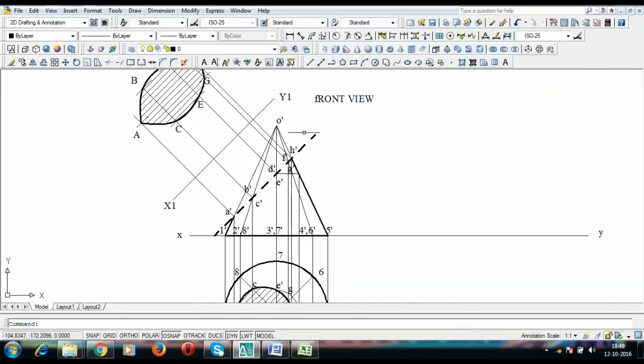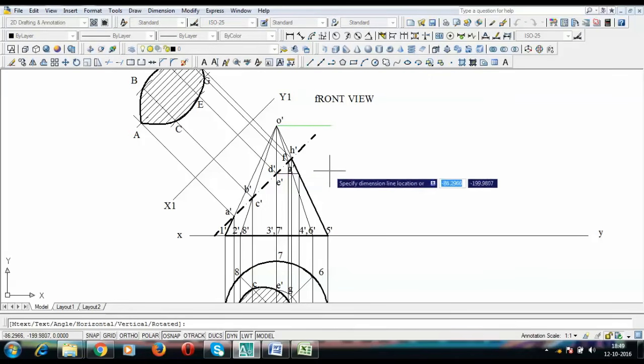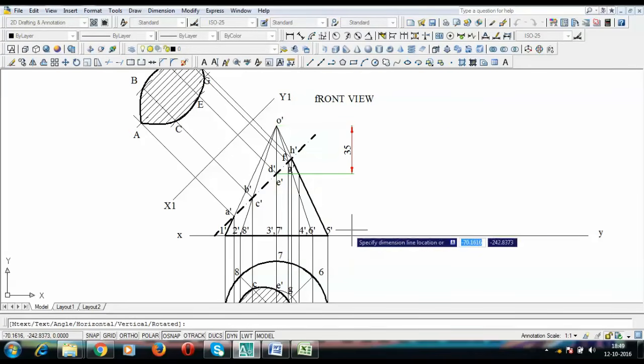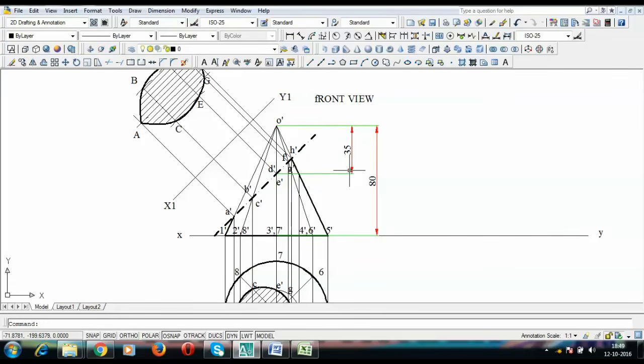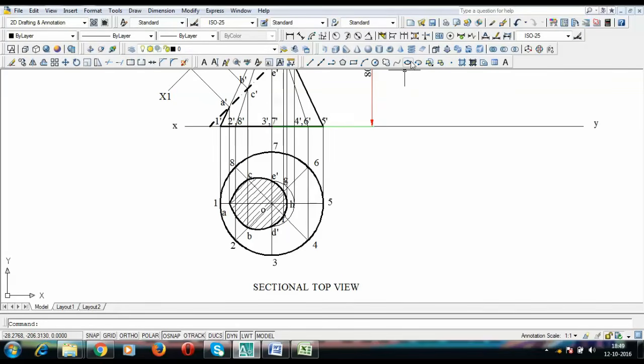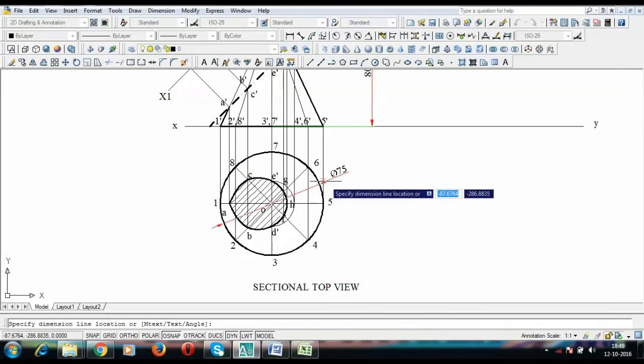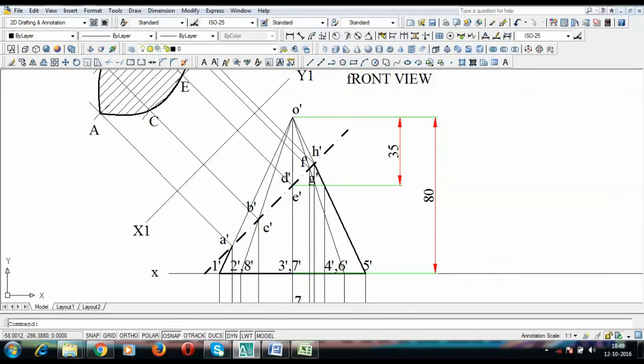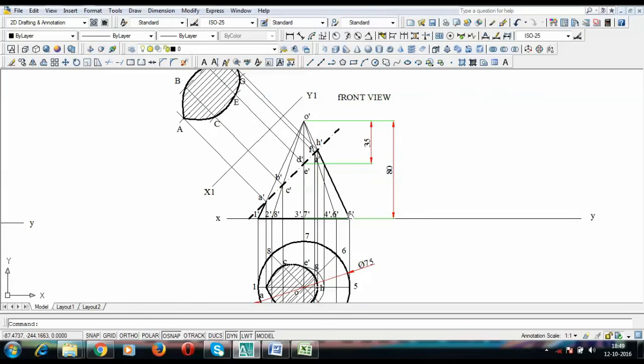You can do the dimensioning part also, like this distance, this is 35, and this height over here was 80, I guess. This was 80, yes. And then the diameter, if we speak of diameter, this has got to be 75 millimeters. So this is how you can finally give dimensions to the final drawing constructed.